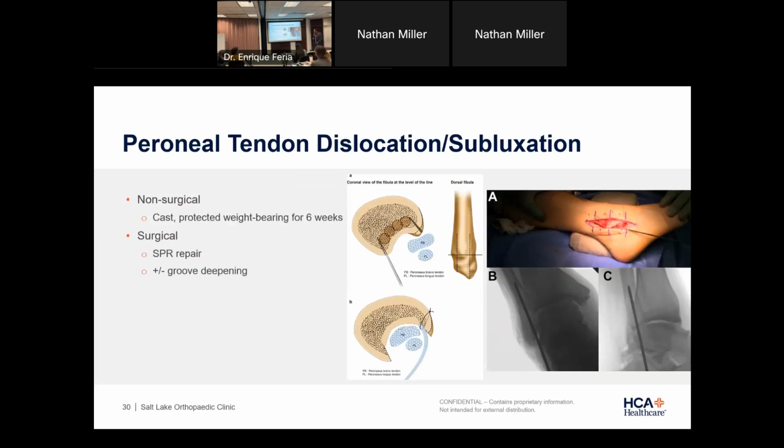Patients don't do too well with it, but if you are going to treat someone non-surgically, you want to cast them and protect weight bearing for about 6 weeks. The reason it doesn't do so well with non-surgical treatment is it's hard to keep those tendons reduced behind the fibula in a cast. So it tends to, over time, want to slip back out. So oftentimes this is repaired surgically. And that's just a diagram showing you how you essentially go out and burr out the groove for those tendons and make it deeper to keep them in place.